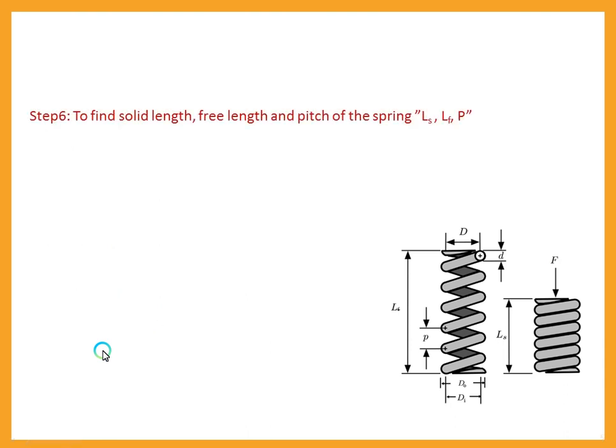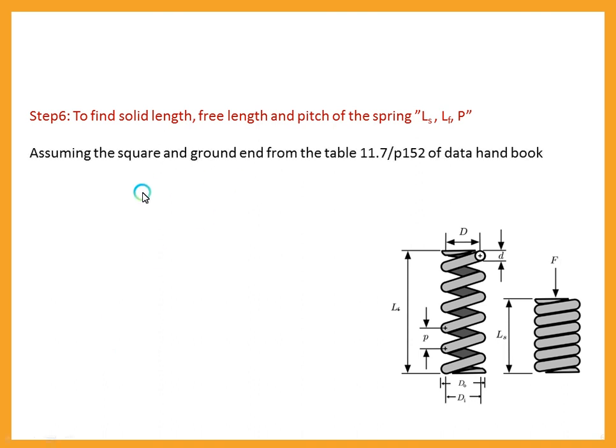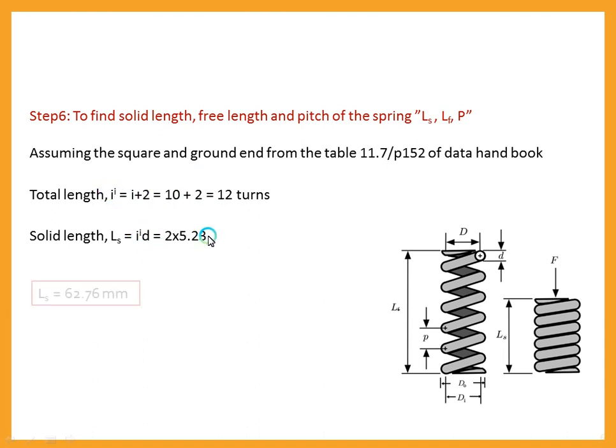Now step 6 is to find the solid length, free length and pitch of a spring, LS, LF and P. Assuming the spring ends are square and ground, and from table 11.7 of page 152 of the data handbook, the total turns I dash would be I plus 2, which would be 12 turns. Then solid length LS is I dash into d. I dash is derived earlier. Substituting the values, we get 62.76 mm. Therefore, the solid length of the spring that's shown over here would be 62.76 mm for this case.